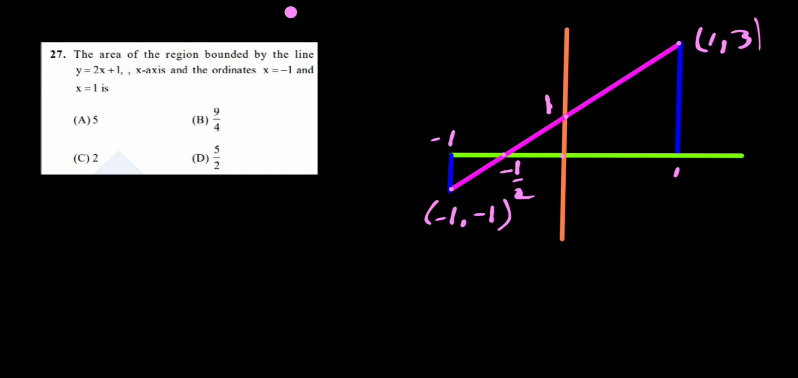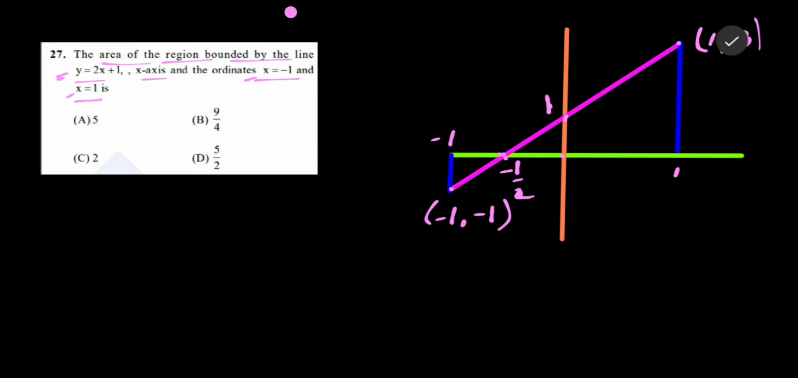Next, problem number 27. The area of the region bounded by the line y is equal to 2x plus 1, the x-axis, and the coordinates x is equal to minus 1 and x is equal to 1. By this one, I'll draw the diagram. The line x is equal to minus 1 I drew, and the line x is equal to 1 I drew. Next, solve the first equation with the second equation, and the first equation with the third equation. If you solve, you will get the points, and the intersection points also, the x-axis intersection point and y-axis intersection point, I find.